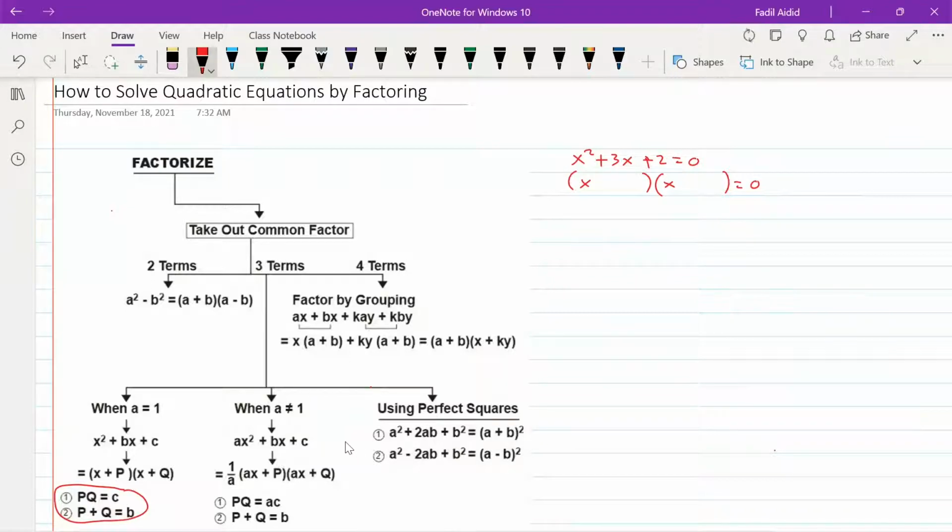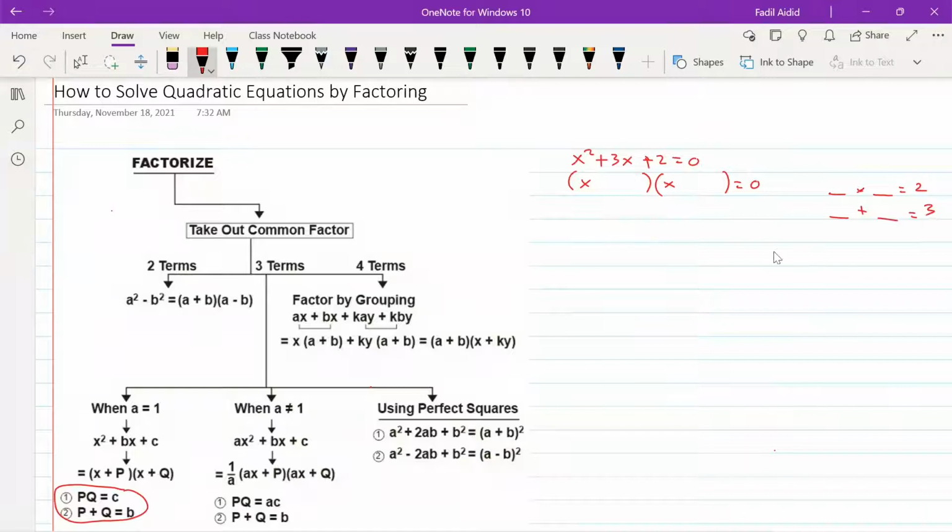The product of p and q must be equal to c, which is 2 in this case. So it must be equal to 2. And then requirement number 2 is when you add p and q, it must be equal to b. So these 2 numbers, when you add, must be equal to b, which is 3 in this case.